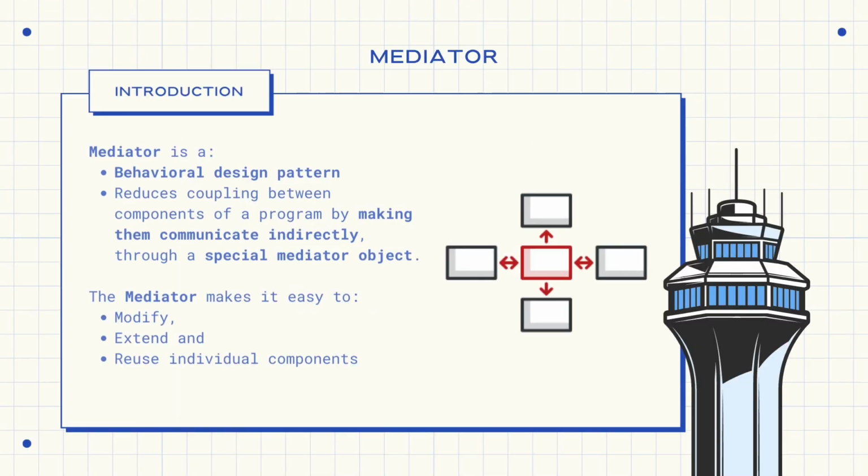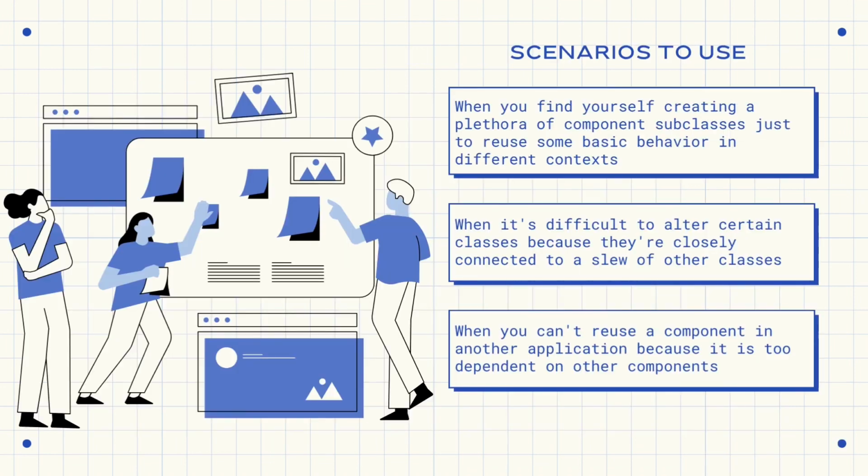Coming to the definition, mediator is one of the behavioral design patterns. It reduces the coupling between the components of a program by making them communicate indirectly through a special mediator object. And because the system is now not tightly connected like before, it makes the program easy to modify, extend, and reuse the individual components. Some scenarios when you may need to use the mediator design pattern.